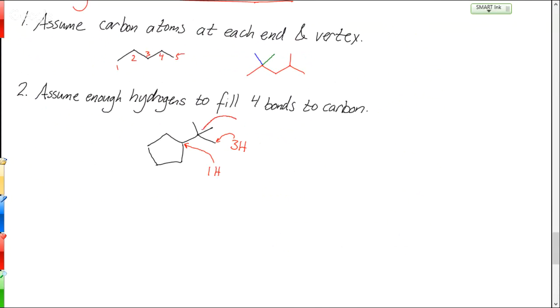What about down in here? 0, yeah. 4 bonds are shown on carbon, 1, 2, 3, 4. Those are all connecting to other carbons, so that means there's no space for any extra hydrogens.